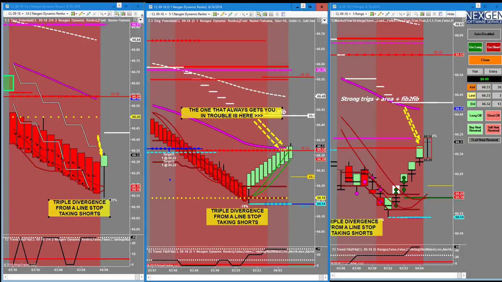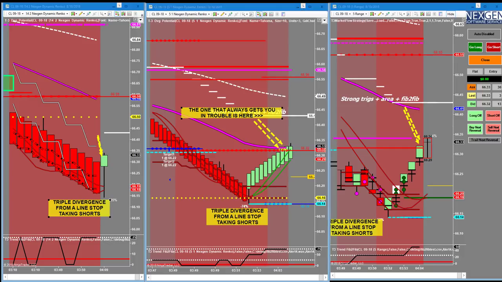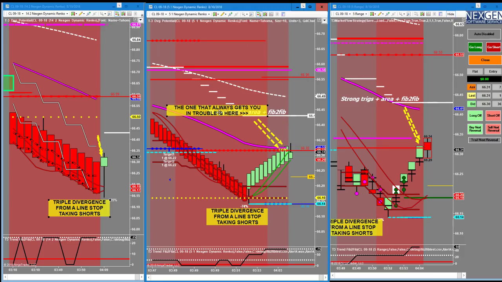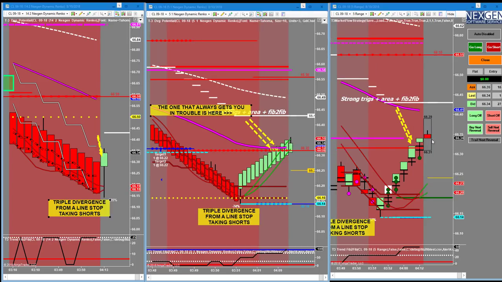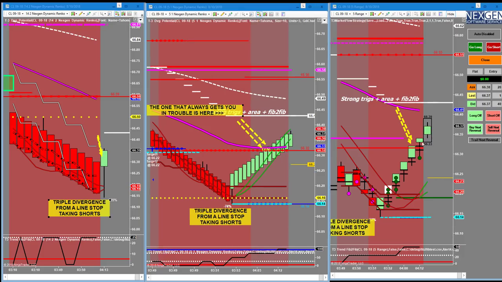This is the one that gets you in trouble. The market will give money, give money, give money, and then the market, for whatever reason, will work very diligently at taking that money away from you at the end of a trend. And again, it's just experience. 21 years of experience with our software tells us if you get triple divergence from a line, don't go short.